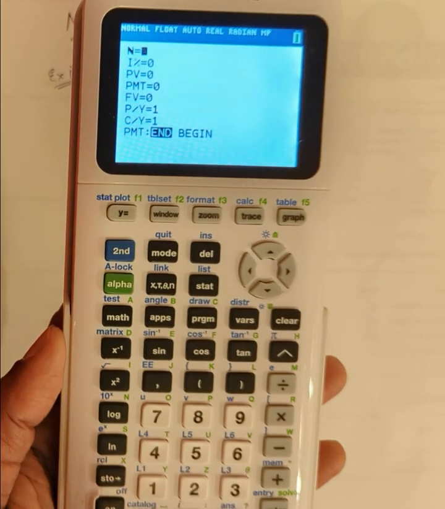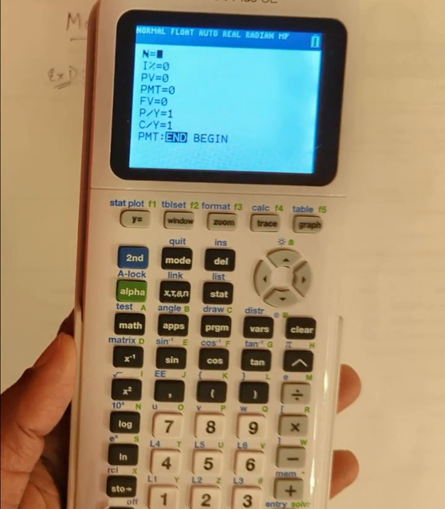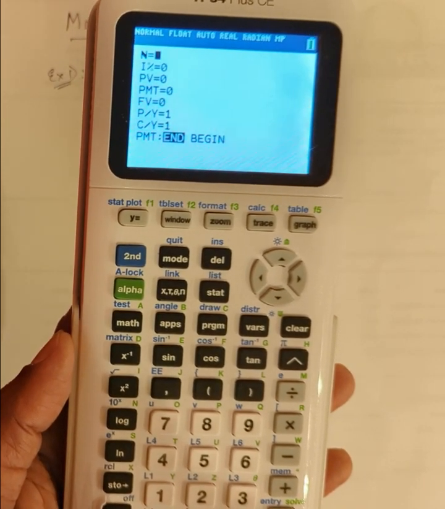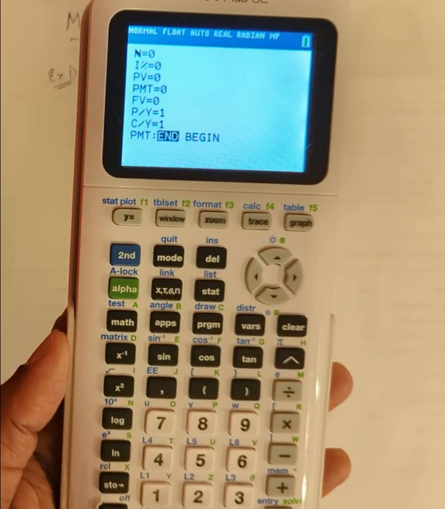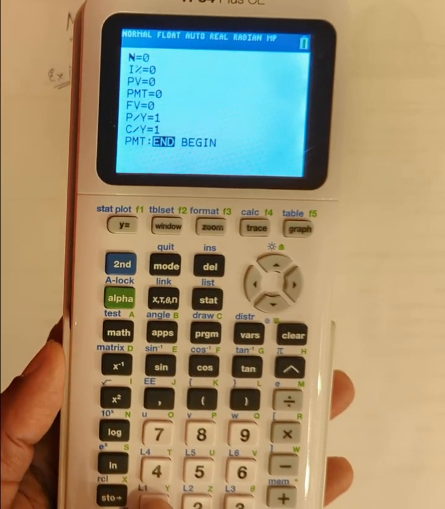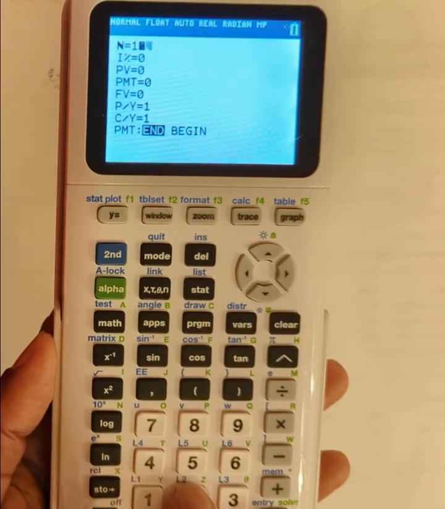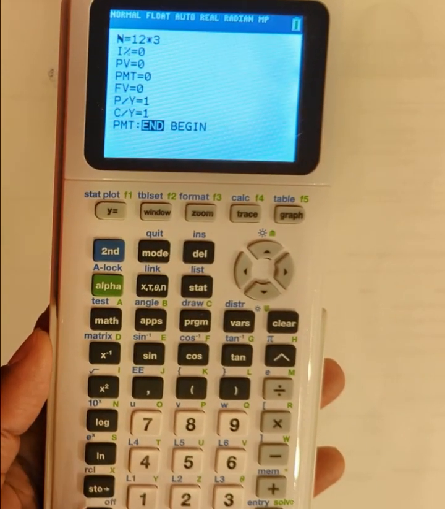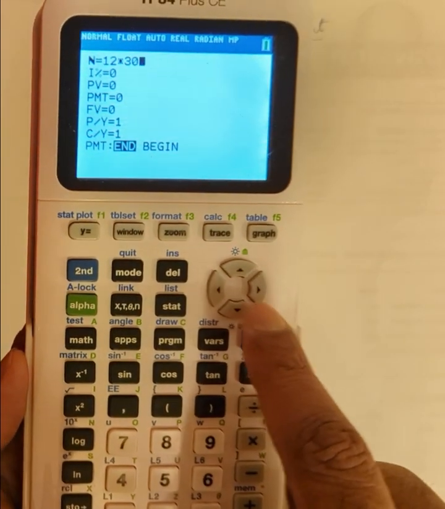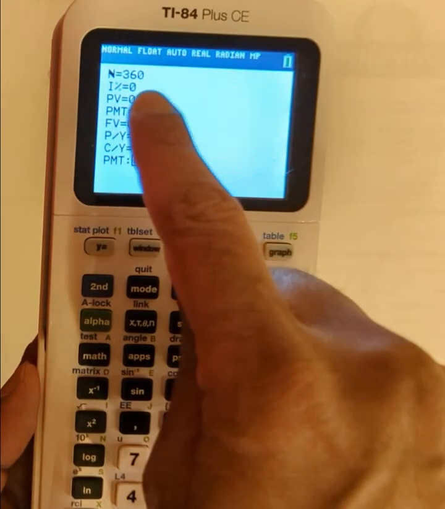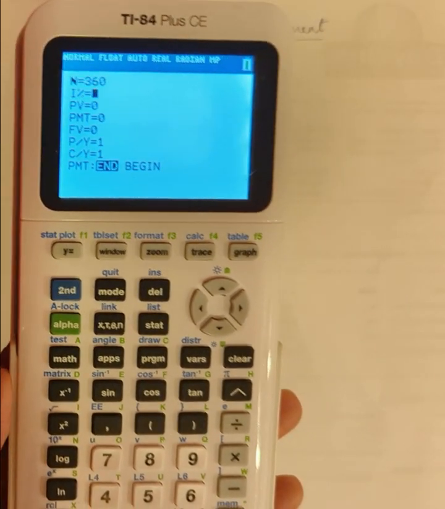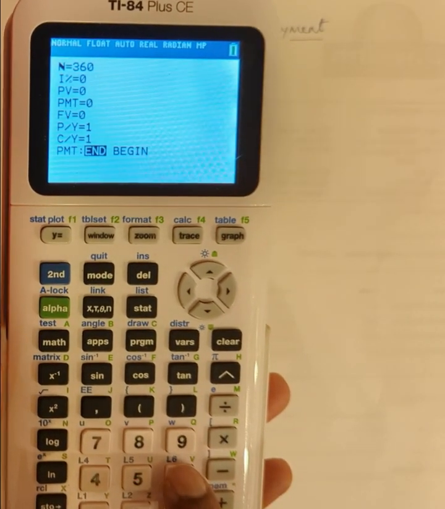It's the first option, and the first thing it's asking is N. N here is not the number of years, but the number of payment periods. If you are going to make monthly payments, there are 12 months in a year, so you could just do 12 times 30, because that's how many payments you are going to make. Then you scroll down. Notice it automatically calculated 360 for us.